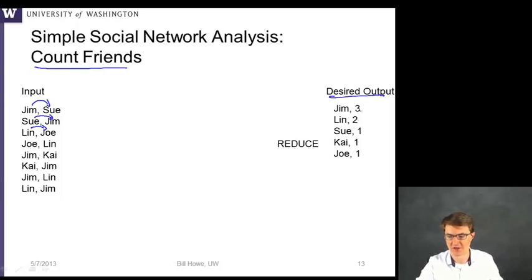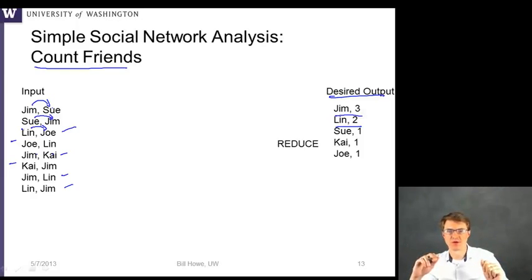And so the desired output here is Jim with 3, because Jim has Sue as a friend, and Jim has Kai as a friend, and Jim has Lynn as a friend. And we want to have Lynn equals 2, or Lynn has 2 friends because Joe and Jim, and Kai is just 1, right here, Jim, and Joe is just 1, which is right here, Lynn. Okay. So this should already look like something we've already done before. So it happens to be social network analysis, and the records happen to be these pairs of people, but the algorithm you're going to use should start to stand out to you. Okay. And maybe you'll see why in a second if it's not clear.